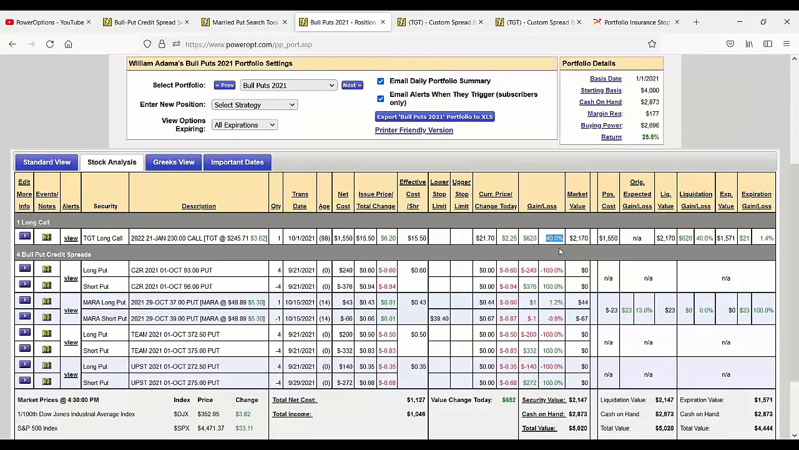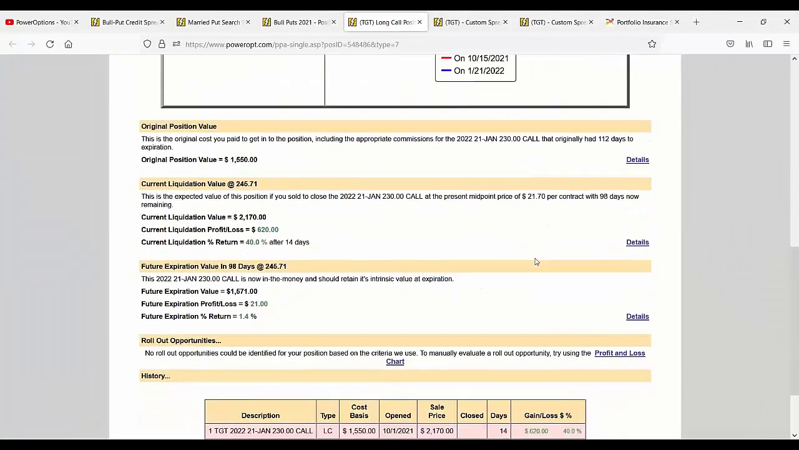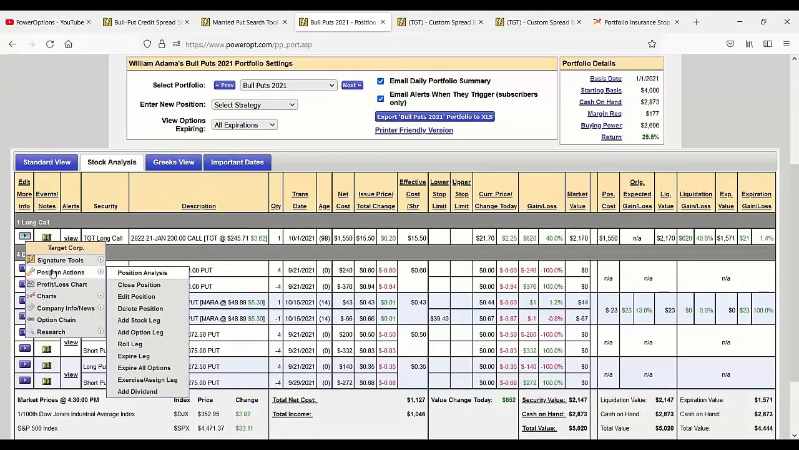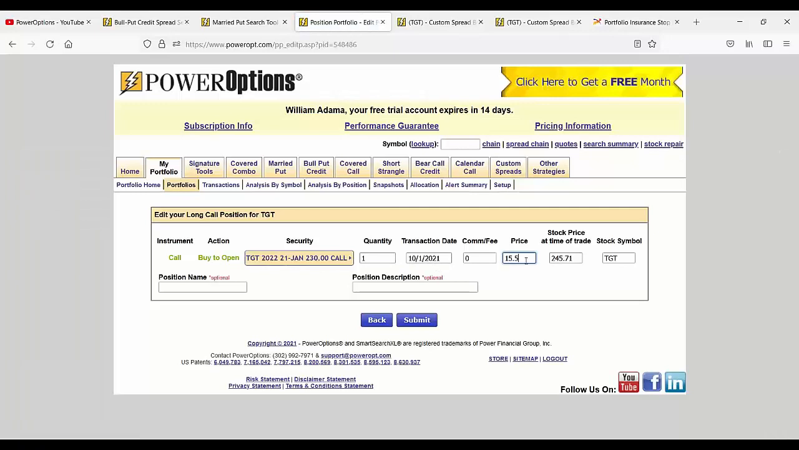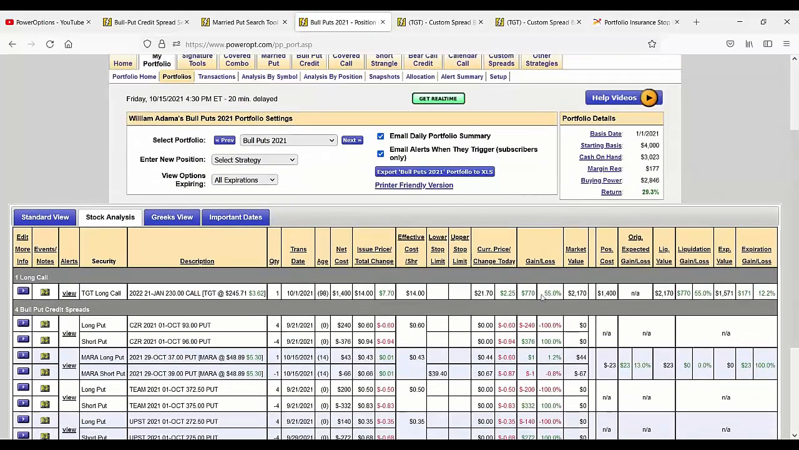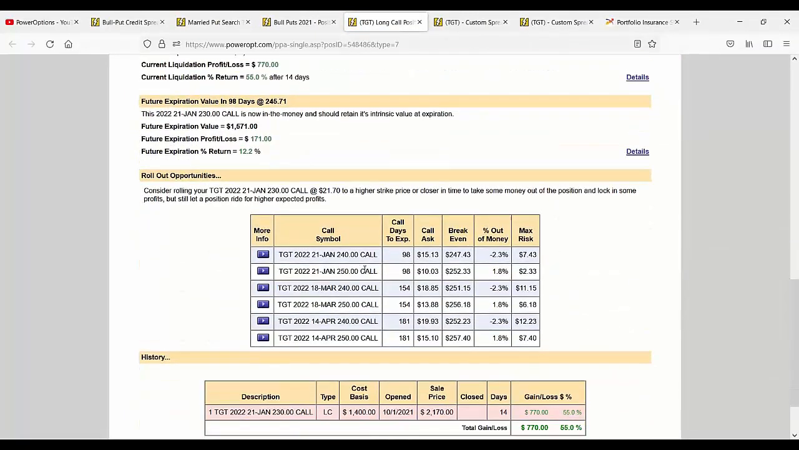I'm not sure if this is the trigger, guys, so just bear with me for a second. Position actions, position analysis. Okay, still none. That's fine. Bear with me one more second. I'm going to go back to 13, maybe 14. All right, now I've got a 55% gain on the position. Go to position actions and then position analysis. There we go. All right, so Brad, that's the trigger.